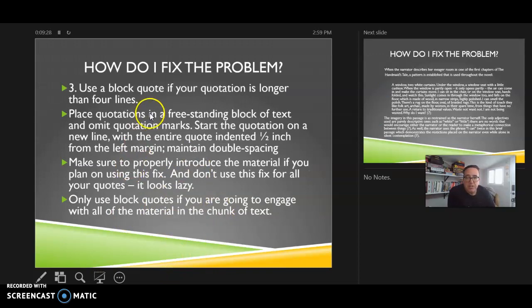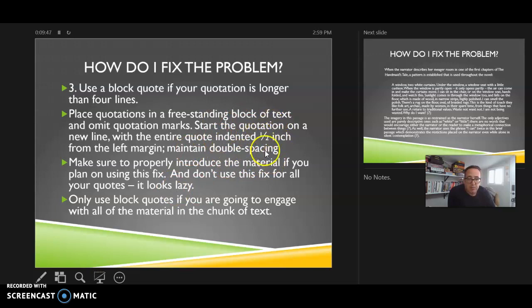Third method is using a block quote. So this is if you, with MLA rules, if you're using a chunk of prose that's more than 4 lines and you put it in a block quotation, you place these quotations in a freestanding block of text and omit quotation marks. That's why it's called a block quote.